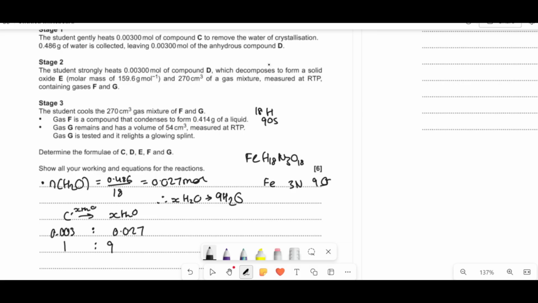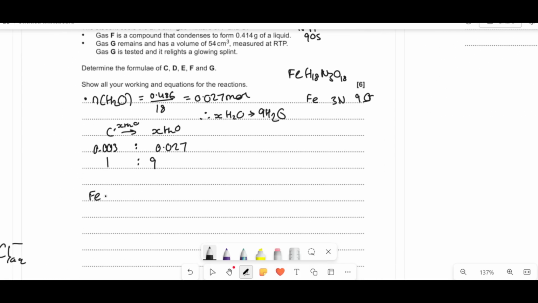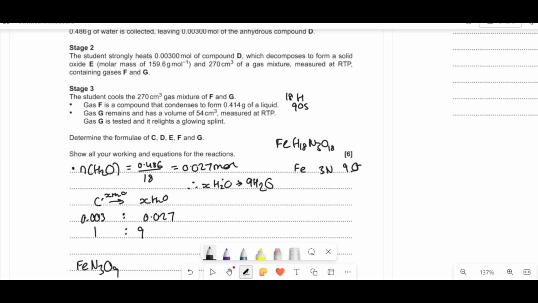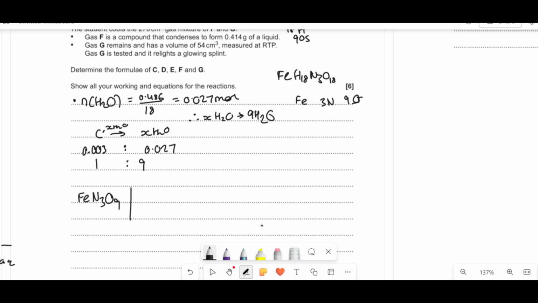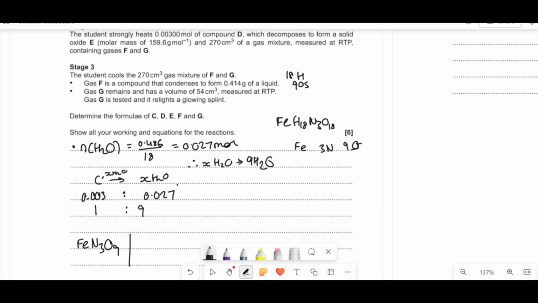So when they've got this compound D, which now is just FeN3O9, they've heated it strongly to decompose and get a solid oxide E. They've told you that E is a solid oxide and it has that molar mass there. E is only going to have Fe and O in it, and it's got a mass of 159.6.